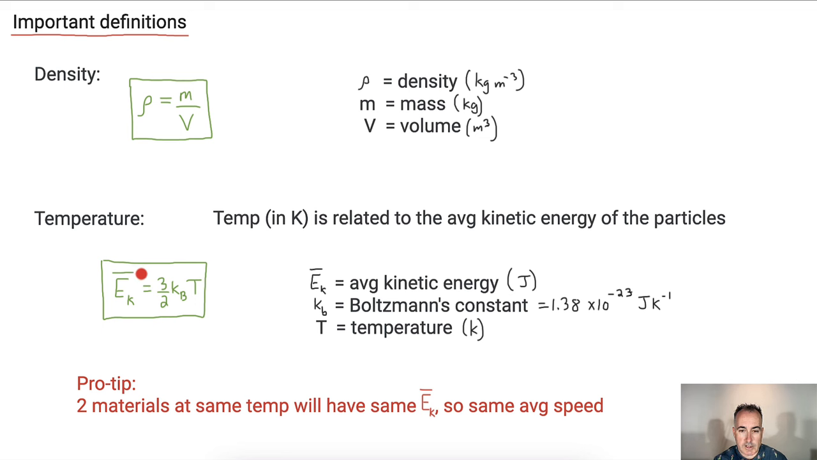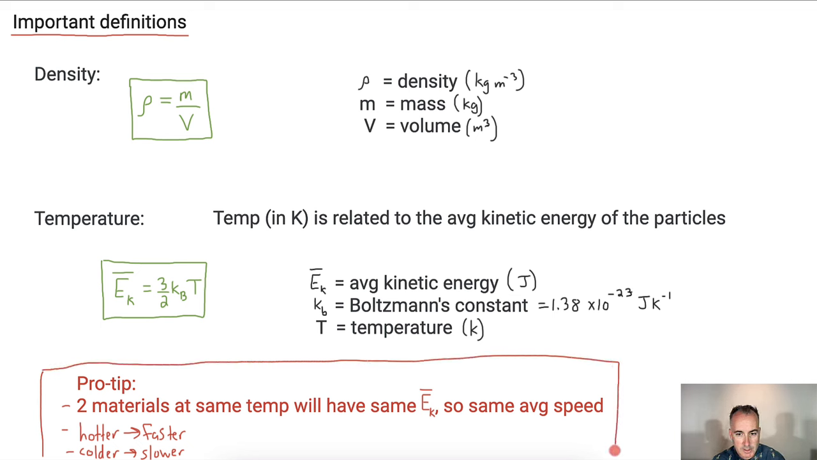What's really important then is just looking at this right here. If we talk about speed, I'm going to add an extra pro tip here. I'm going to say this: hotter means faster particles. By contrast, colder means slower, because this is very much related to you. So this is the important pro tip we're going to need, and let me show you what I mean by this. Why do I care about this?